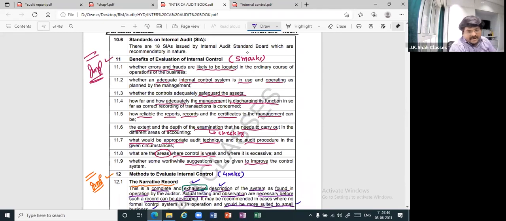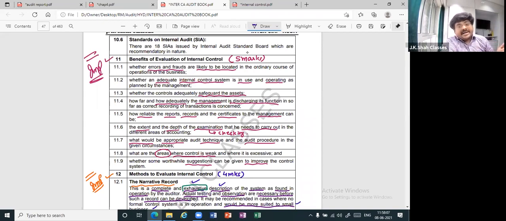This has been asked many times for 5 marks. What are the benefits of evaluating ICS? Not a difficult chapter, it's just a big chapter. All the answers are just big. If you observe properly, the answers are comparatively bigger as compared to other questions. If you see benefits of evaluating ICS, there are so many points.